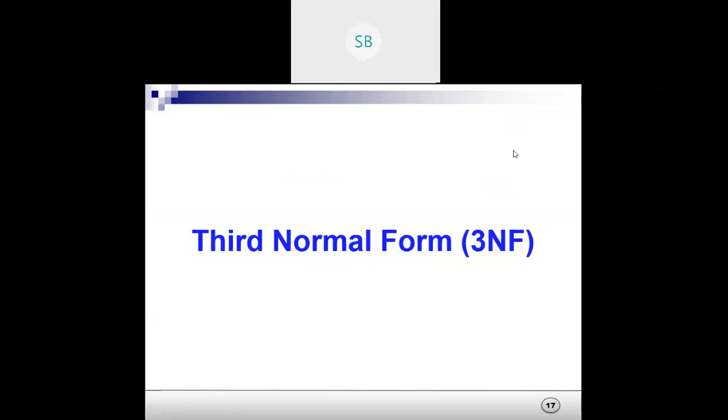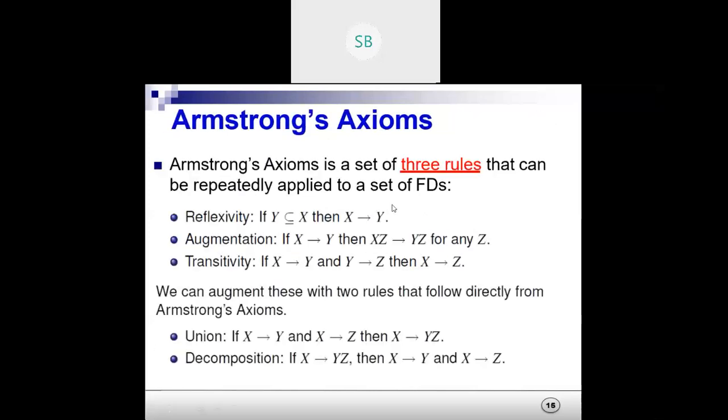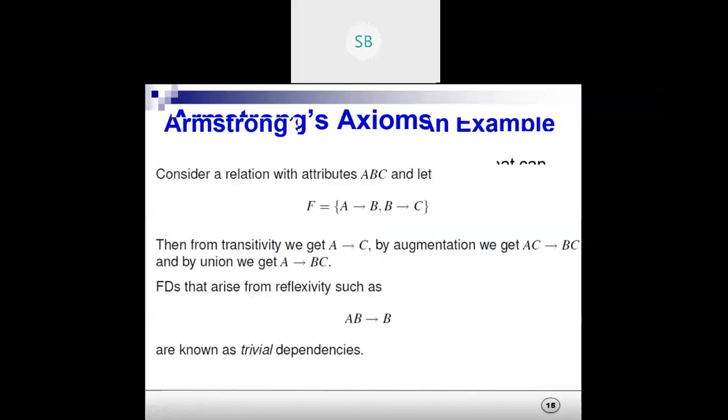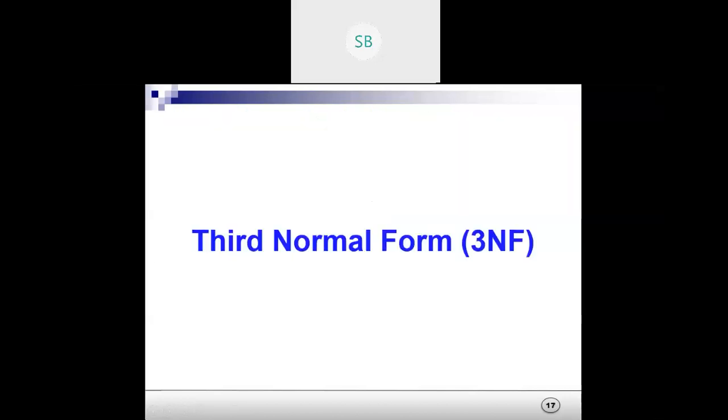Today we also study a few of the properties. In the last class we have seen reflexive, transitive, augmentation. Today you will study the third normal form, which takes this property into account. If X determines Y and Y determines Z, then X determines Z. This is the transitivity property, which you have already studied in your 10 plus 2 maths also.